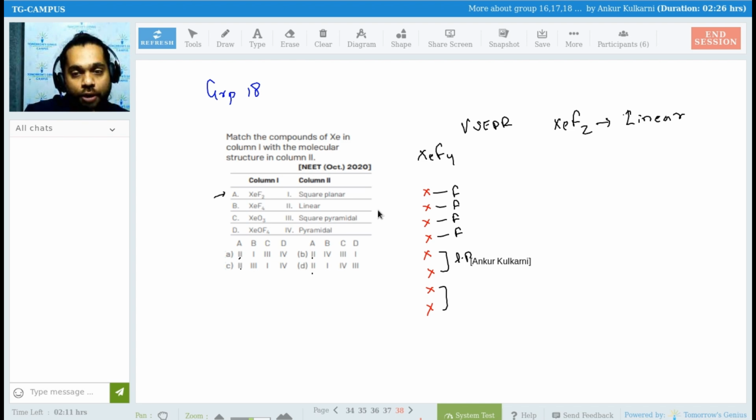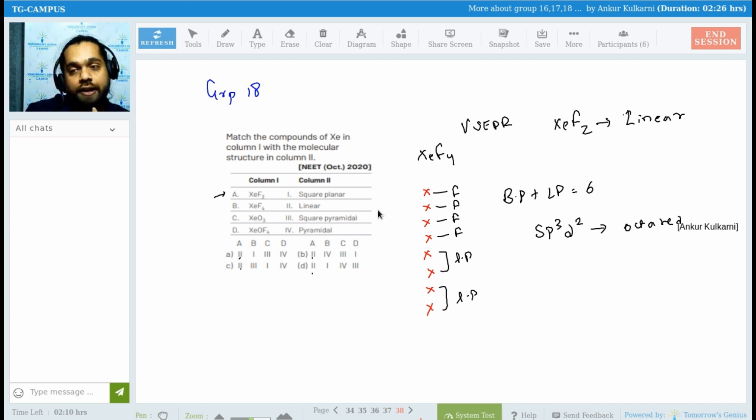So the number is what? Bond pair plus lone pair. Prashanti, Sasidharan, it is 6. Correct? So 6 is nothing but sp3d2. Prashanti, it is nothing but octahedral. And we have discussed this. Whenever you have octahedral shape, the first elements will go to the equatorial bond. In the TBP, it goes to the axial bond. But in the octahedral, first it will go to the equatorial bond.